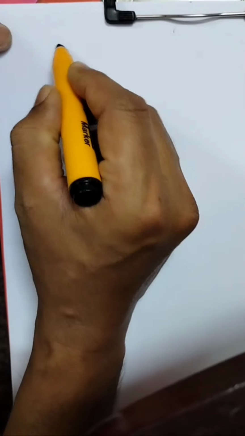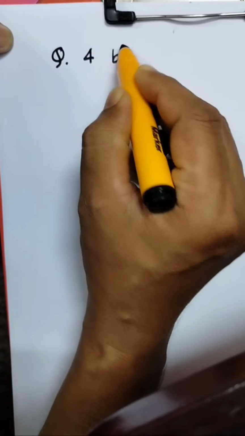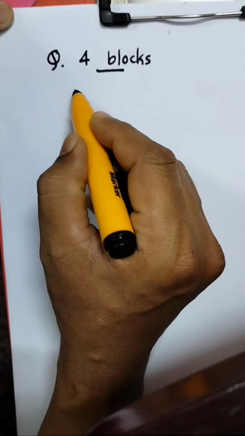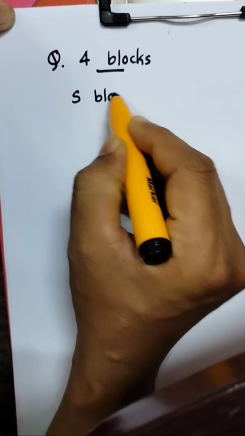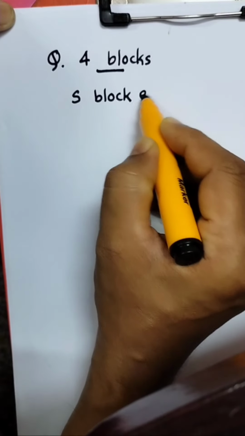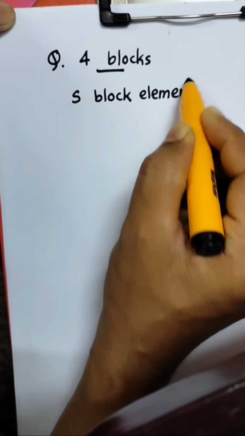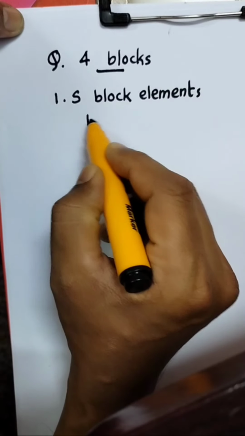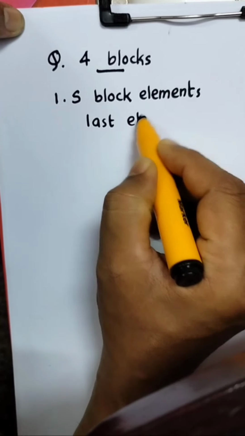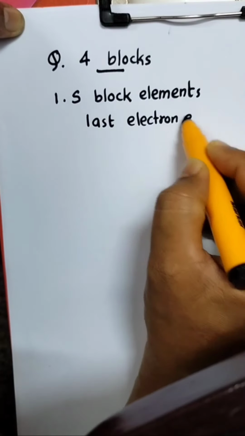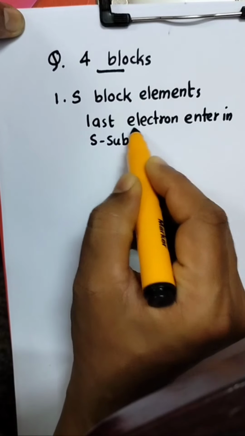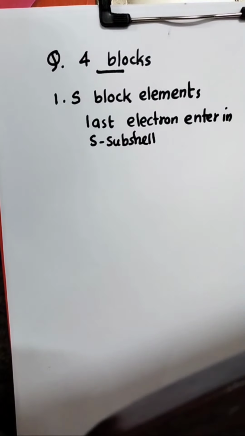Next question. What are the four blocks of elements? Elements are classified into four blocks. First, S block elements. Elements in which last electron enters in S subshell.